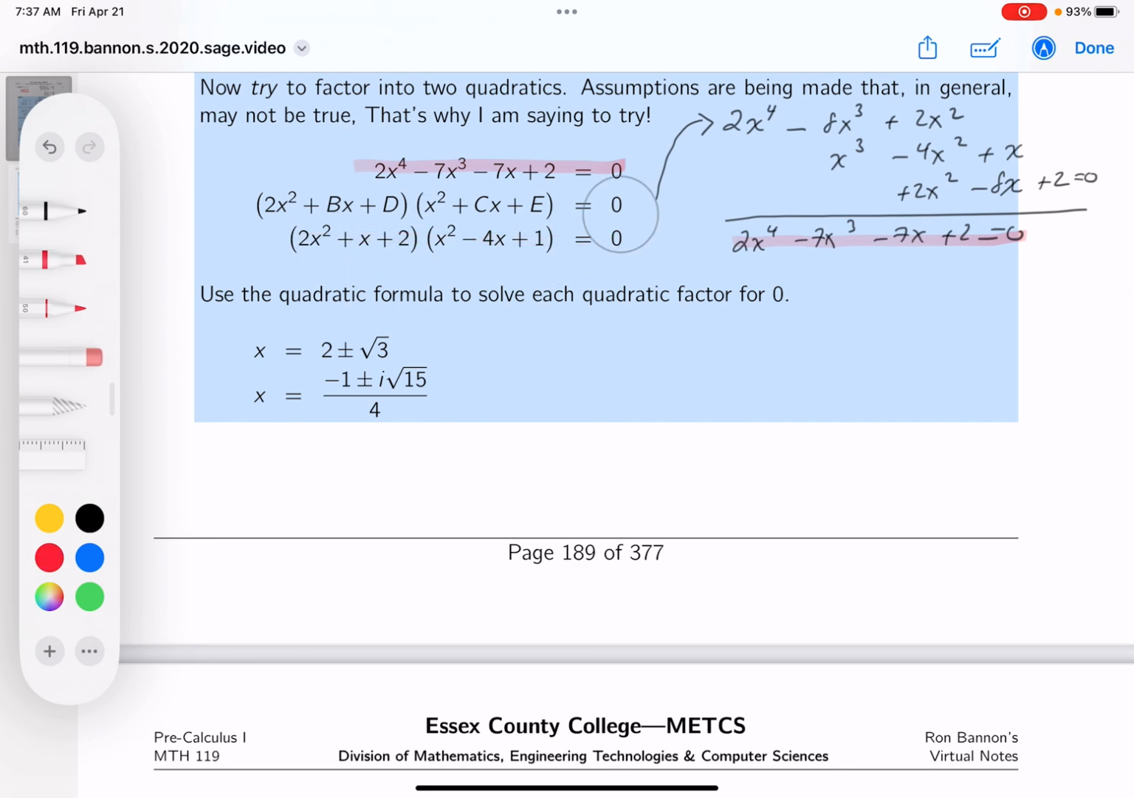Let me erase this over here. And let me just emphasize what we're doing over here. We're trying to solve these two quadratics. Let's do one at a time. I'm going to do this one first. That's going to be x squared. Oh, by the way, I'm expecting to see 4 roots.